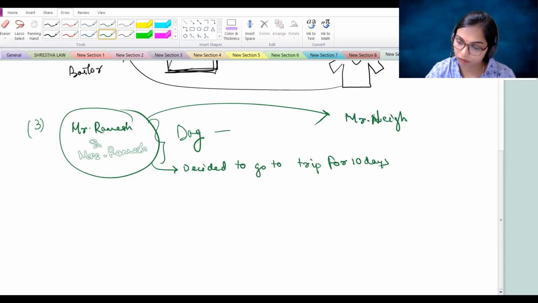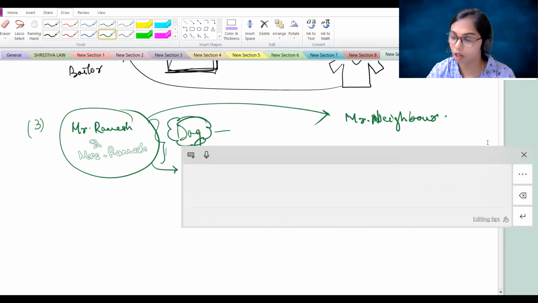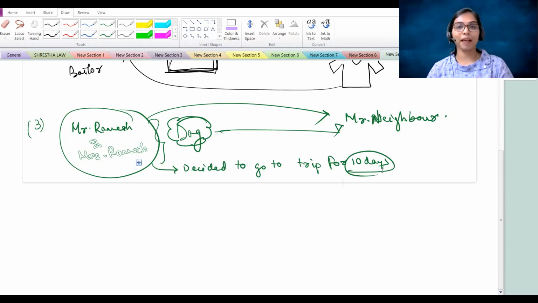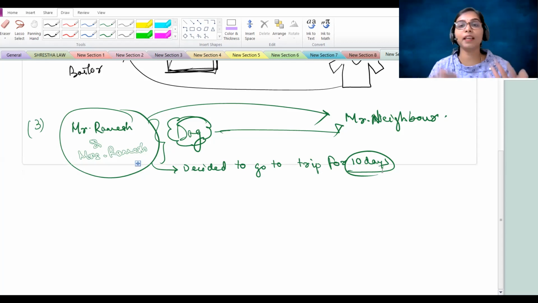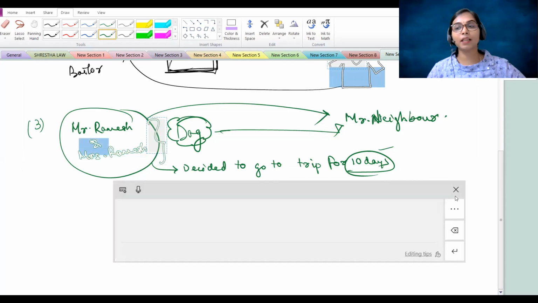Now they have requested Mr. Neighbor to take care of the dog for a specific 10 days. As and when they return after 10 days, they will take back the dog. Now you tell me, is the dog Mr. Ramesh's or Mr. Neighbor's? Obviously the dog's owner is Mr. and Mrs. Ramesh, and the dog is in change of position from Mr. Ramesh to Mr. Neighbor for a particular purpose, that is for 10 days only. So here comes the concept of bailment: as and when these 10 days are over, the dog is again shifting back to whom? To Mr. and Mrs. Ramesh.